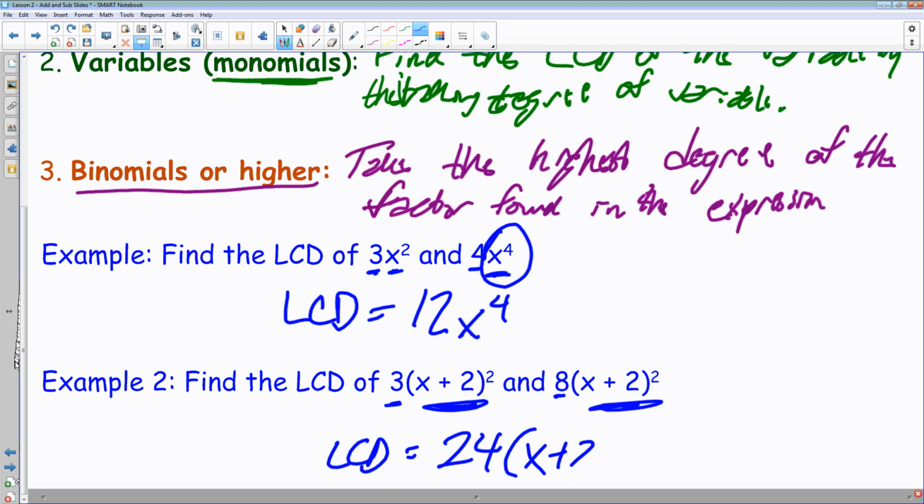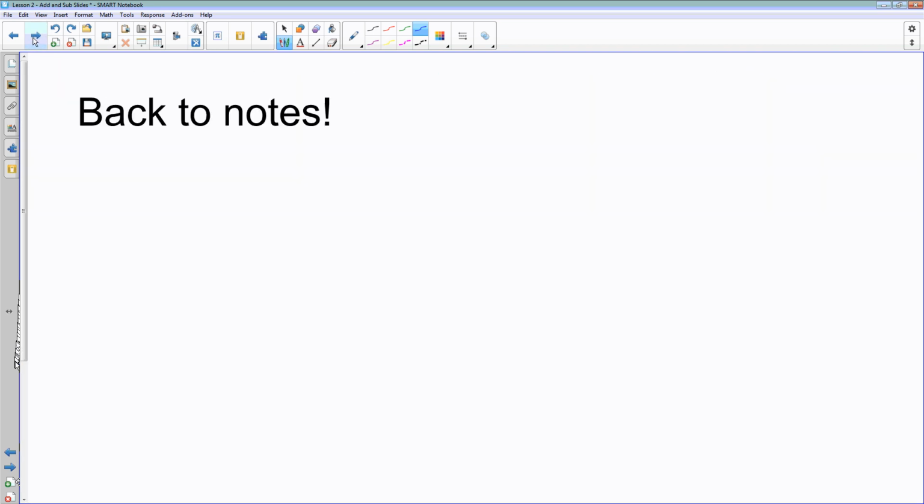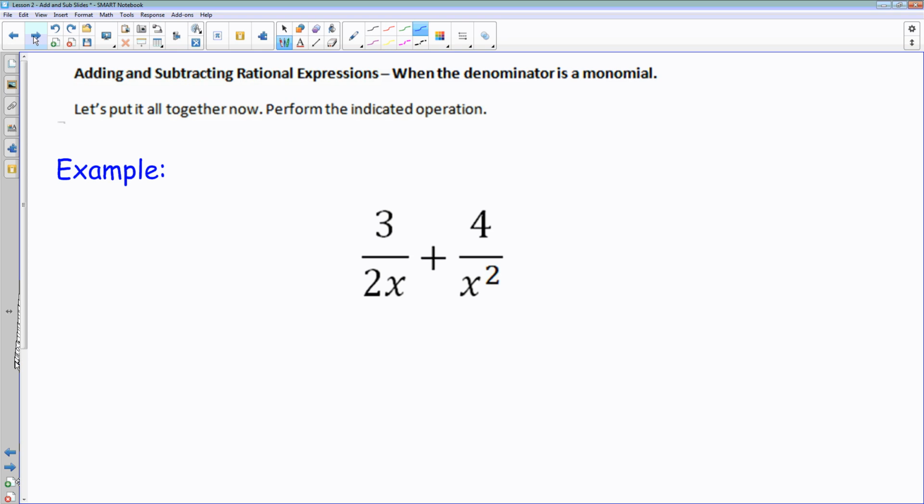Well, what's the higher of the same thing? The same thing. So you're going to have 24 times x plus 2 squared. All right, so I'm going to skip ahead because in class we'll do dry erase break. But then coming back here, let's do some more practice.